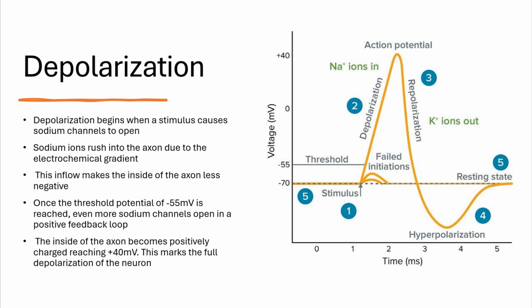Alright. So depolarization begins when a stimulus causes sodium channels to open. Sodium ions rush into the axon due to the electrochemical gradient, because there's more sodium outside than inside, so naturally it's going to move inside. The only reason it wasn't doing that before is because of active transport, as we talked about. This inflow makes the inside of the axon less negative. Once the threshold potential of -55 is reached, even more sodium channels open in a positive feedback loop. So if there's more opening, then more will open. That's called a positive feedback loop. The inside of the axon becomes positively charged, reaching +40 millivolts. This marks the full depolarization across the whole neuron. Nice.